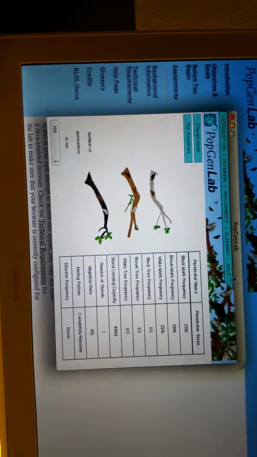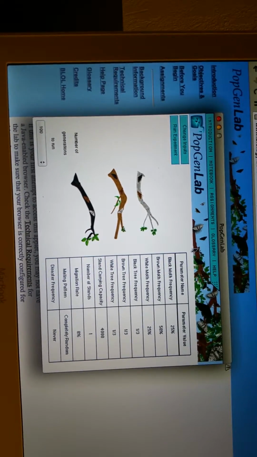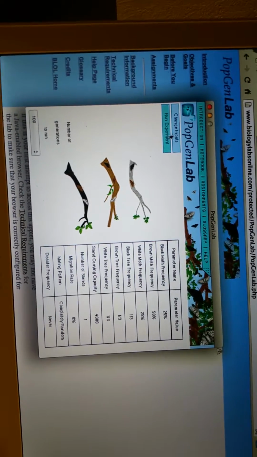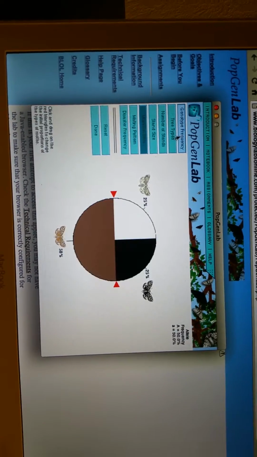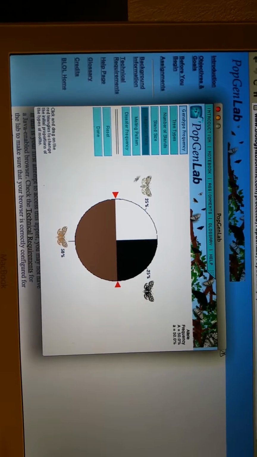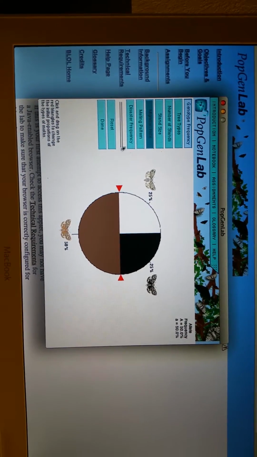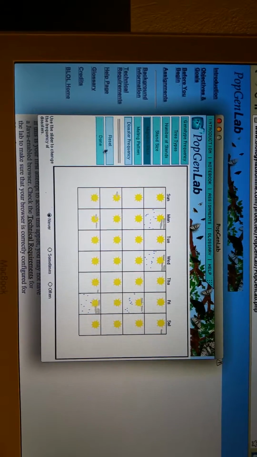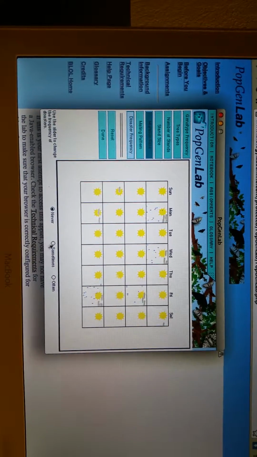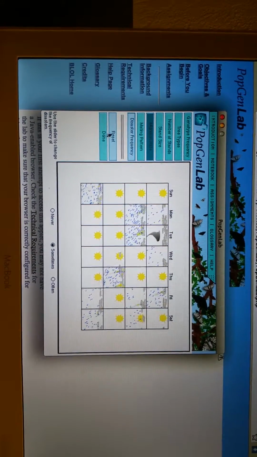This right here shows you the screen for the population genetics lab with moths, and I'll just go ahead and show you some of the inputs that you can work with. A lot of times what I use this for is to talk about things like the bottleneck effect. We can do that by looking at disaster frequency and resetting it to sometimes or often.